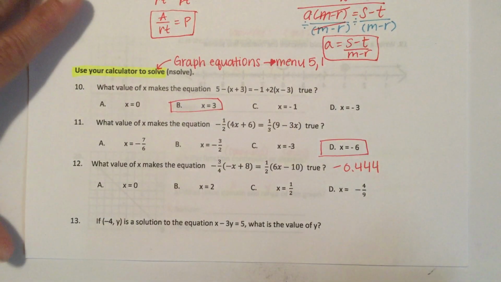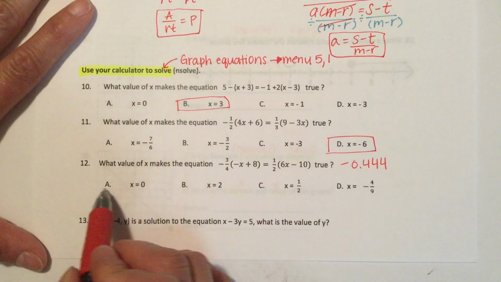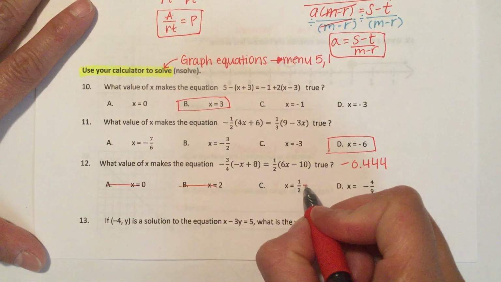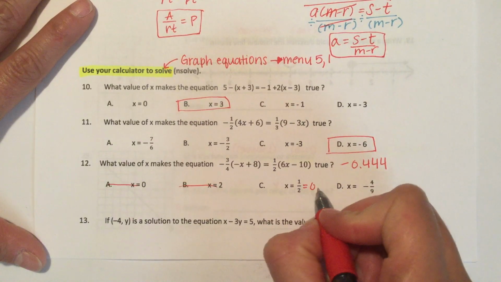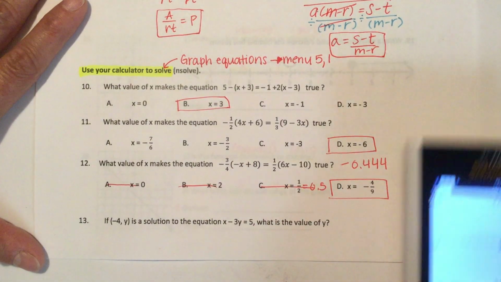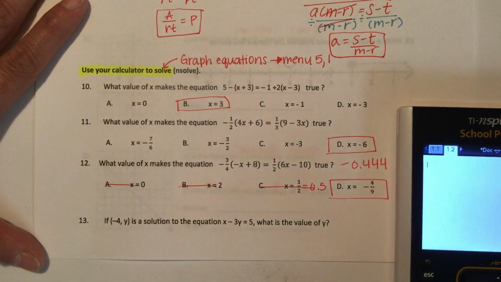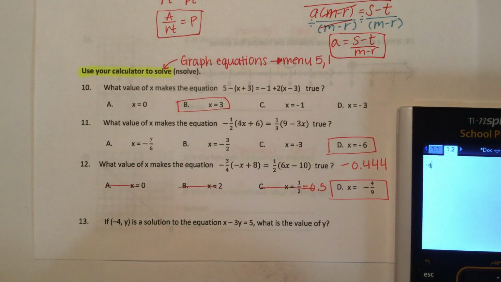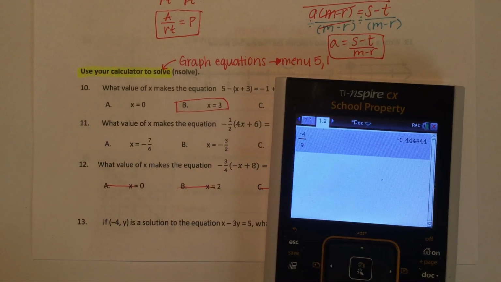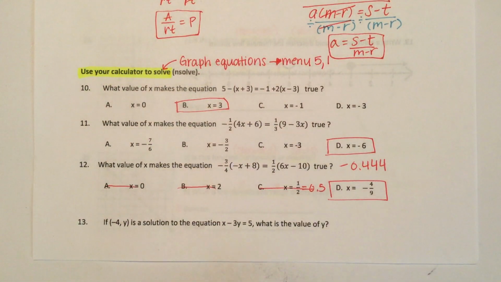Since our answer is a decimal, it's negative 0.444. So if I look at my answer choices, I can automatically eliminate A, B, C is not negative, and I know that 1/2 is 0.5. So my answer is D. If I wanted to check that fraction, I could go to my calculator page and type in the fraction negative 4 divided by 9 and press Control Enter. And there is my decimal. So the answer is D.